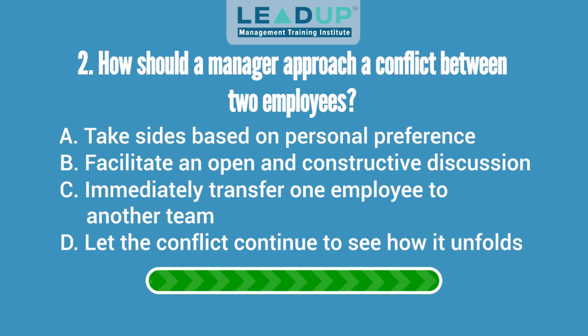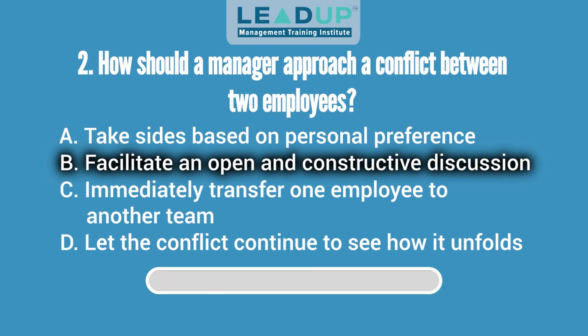Question 2. How should a manager approach a conflict between two employees? A. Take sides based on personal preference. B. Facilitate an open and constructive discussion. C. Immediately transfer one employee to another team. And D. Let the conflict continue to see how it unfolds. Answer. Facilitate an open and constructive discussion.